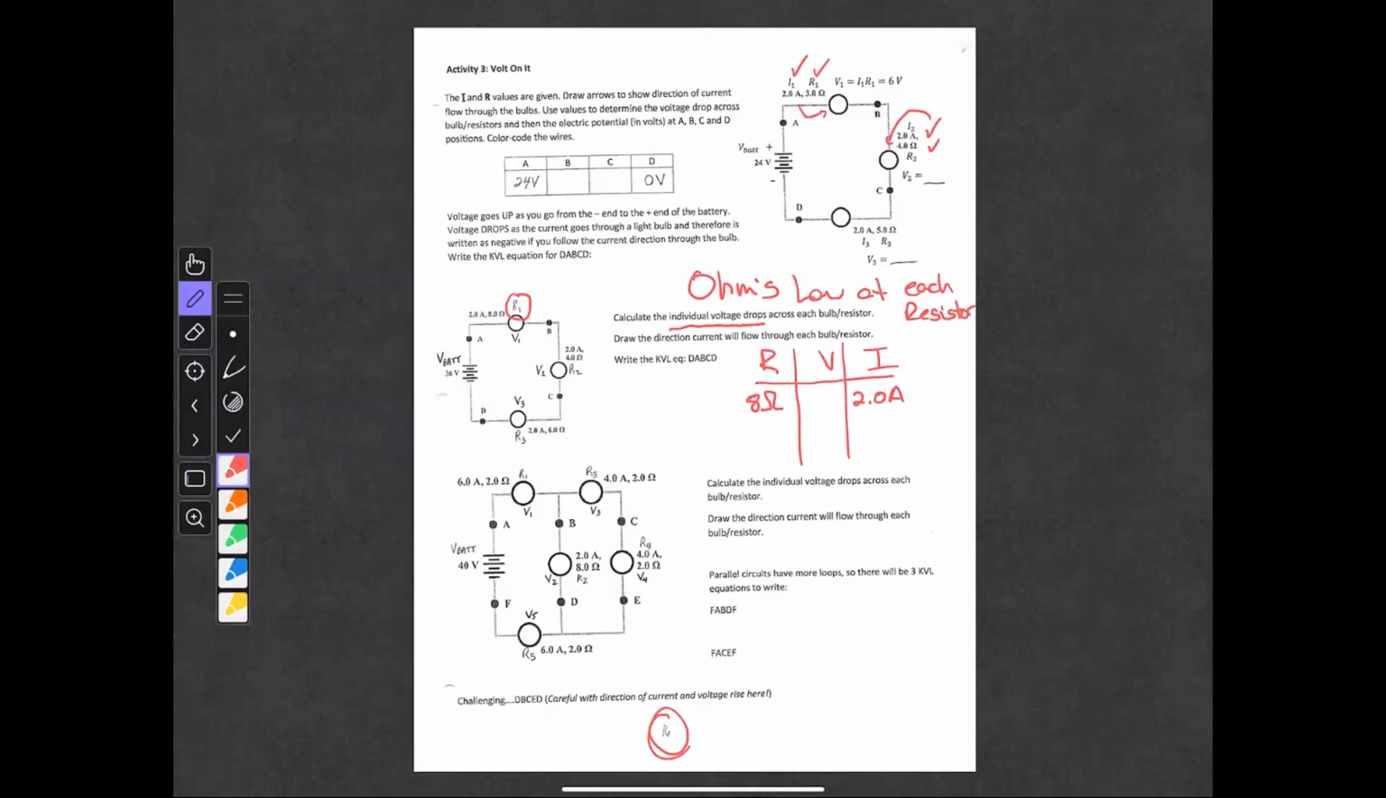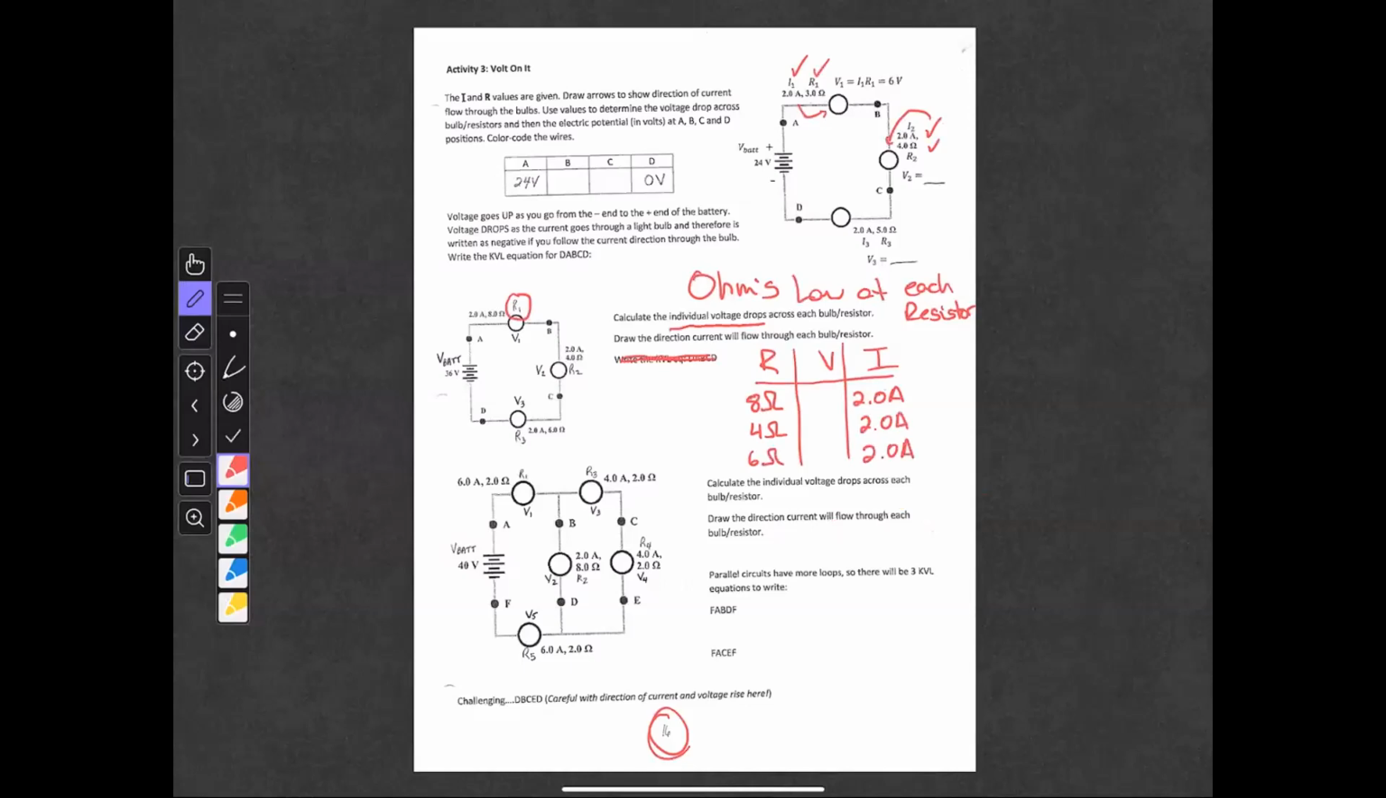Then the second resistor, you do not need to write the KVL equations. I am not a big fan of those, writing out the individual voltage drops. I'd rather use this table system. That's what I have found students do best with. 4 ohms and 2 amps. And then finally 6 ohms, 6.0 and 2 amps.